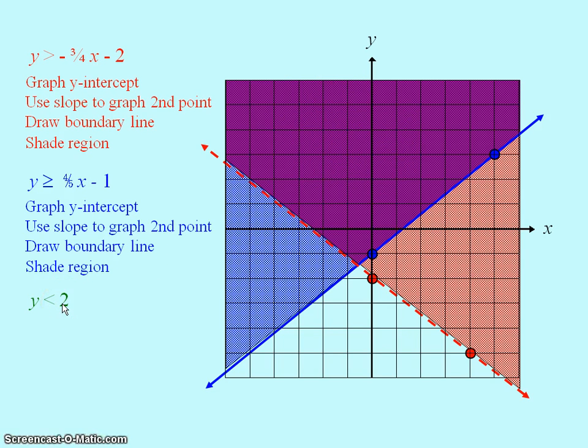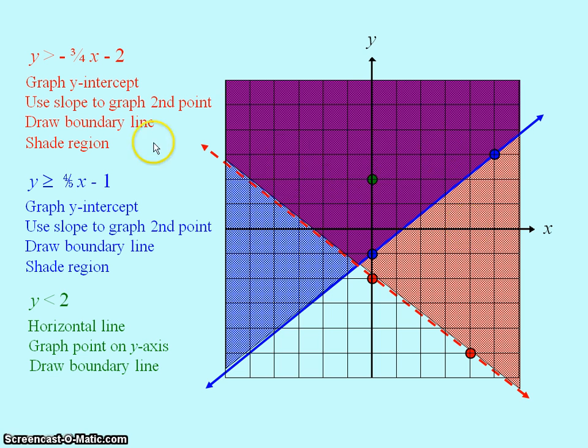Okay, here's another special case. This is the HOI. This is a horizontal line. So I'm going to graph a point on the y-axis, and it's going to be at 2, so it's going to be right here. Now the boundary line, it's less than. It's not underlined, so this is going to be dotted.